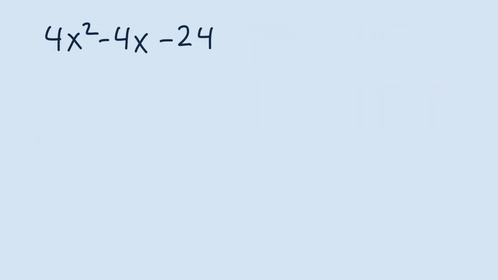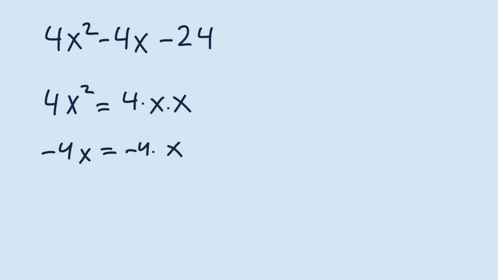Now it's your turn. Try to solve this question. We have 4x squared minus 4x minus 24. We have a leading coefficient of 4. So we have to factor out the GCF. Let us do it together. So we have 4x squared, which equals 4 times x times x. We have negative 4x, which equals negative 4 times x. And we have negative 24, which is negative 4 times 6. So from here we can notice that 4 is the greatest common factor.